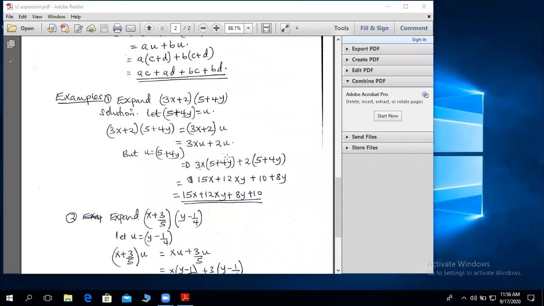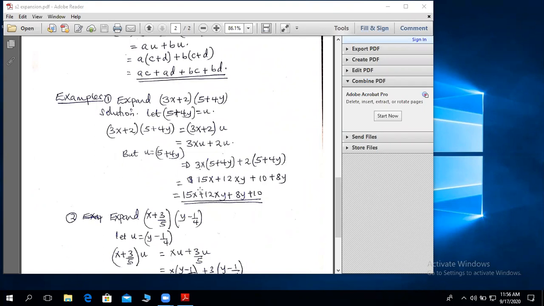So the answer is 12xy. 3 times 4, the answer is 12, xy. When I get x times y, the answer is xy. Then plus 2 times 5, it is 10, plus 2 times 4y, which is 8y.